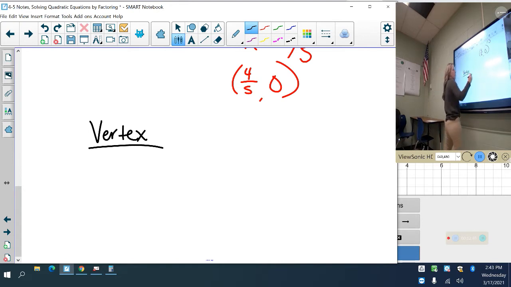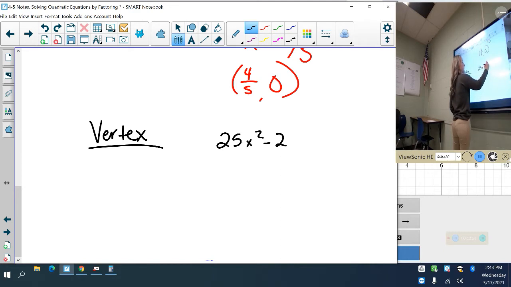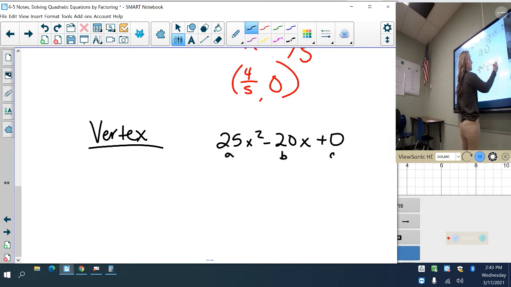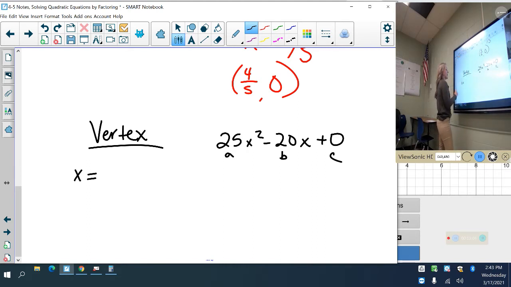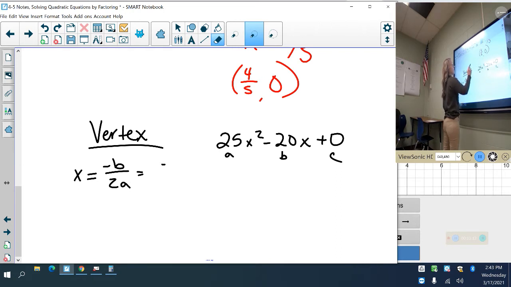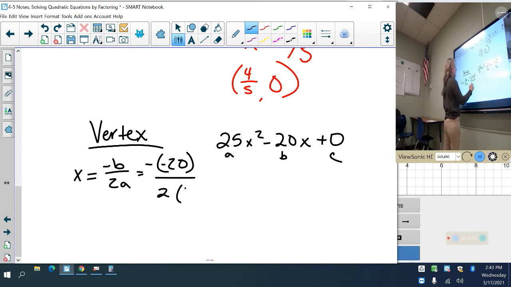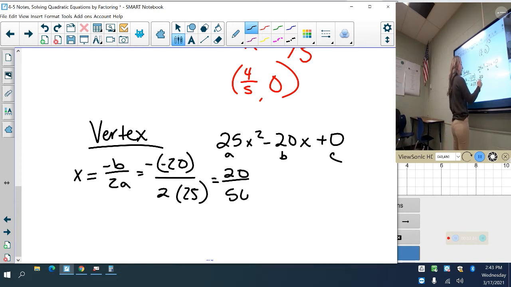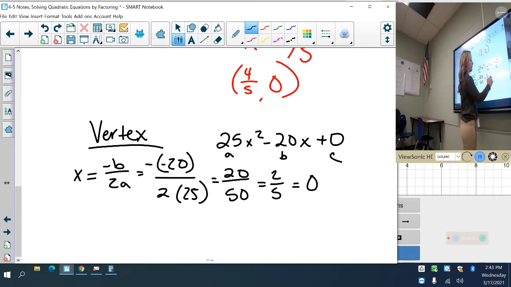My original equation was 25x squared minus 20x. And since I don't have a constant or a c value, that means it's just plus 0. So a is 25, b is negative 20, and c is 0. So in order to find x, I need negative b over 2 times a, negative negative 20. Got ahead of myself there. Negative negative 20 divided by 2 times 25. Double negatives make it positive, over 50. Reduce it, I get 2/5. Also, if you divide those in a calculator, you're going to get 0.4.